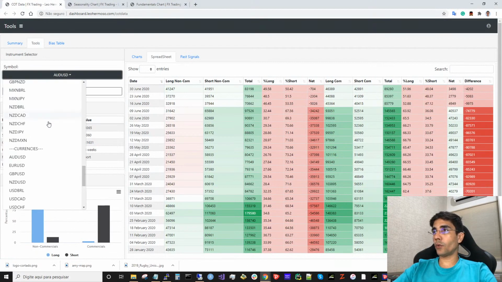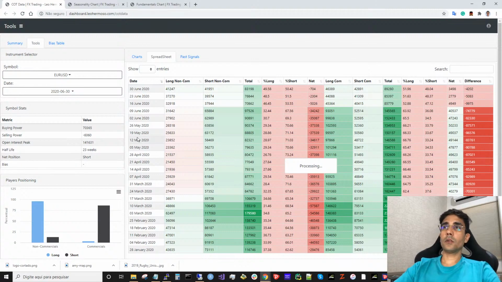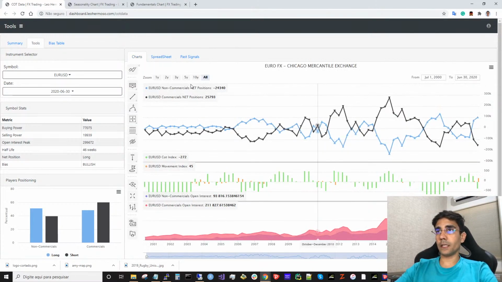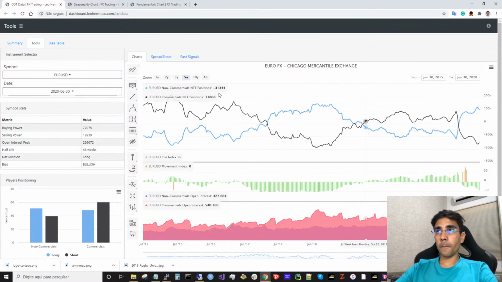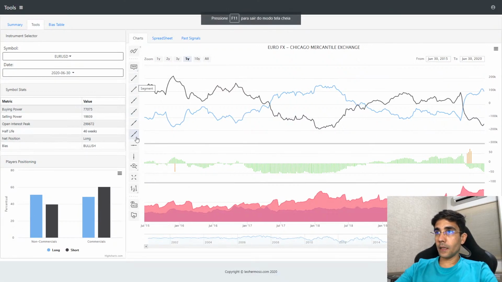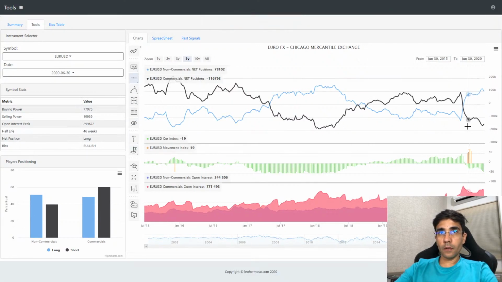Let's see Euro USD. Okay, so here it is. Euro USD has something interesting, because as you can see right here, some longs were covered this last week. Okay, so they closed their long positions, and check how interesting this is. For example, right now we are at this level right here. Can you see?